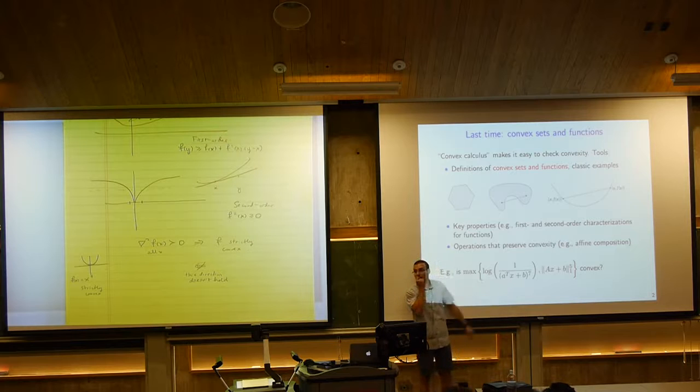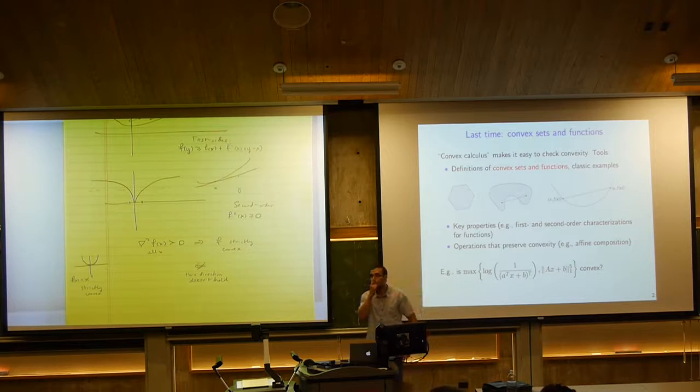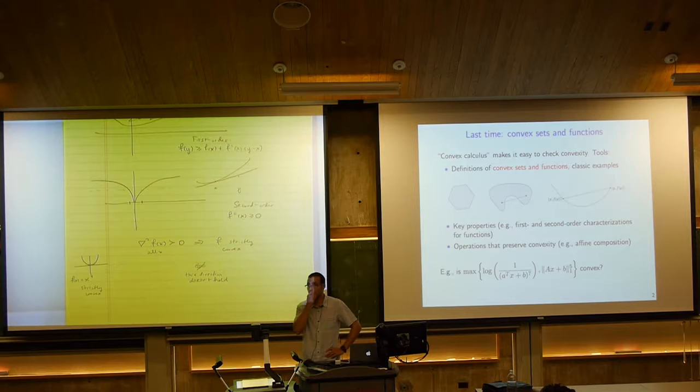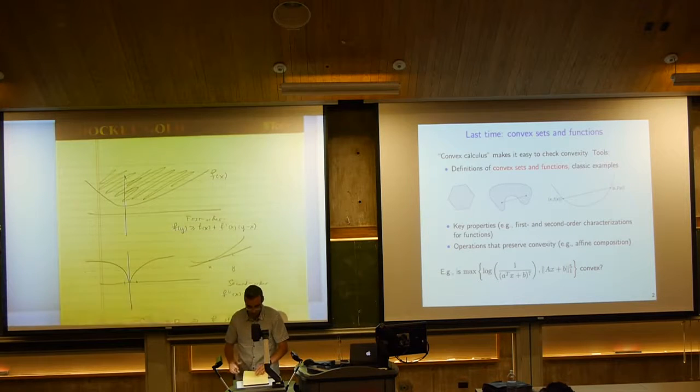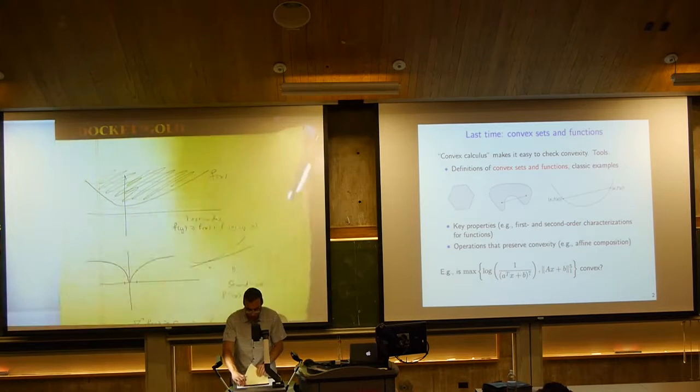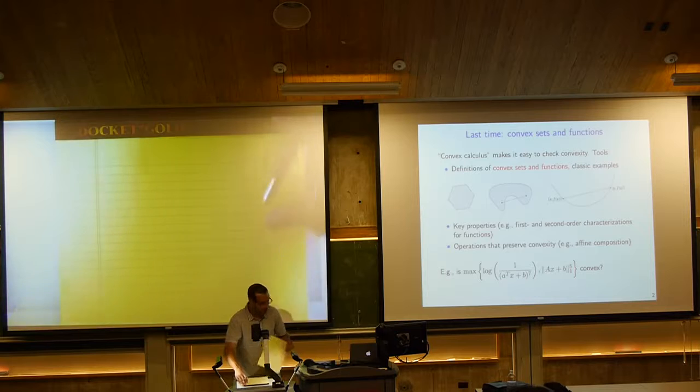Yes? Okay. Then the function 1 over x to the 7 is convex because its second derivative is positive. So I think it's a good start.